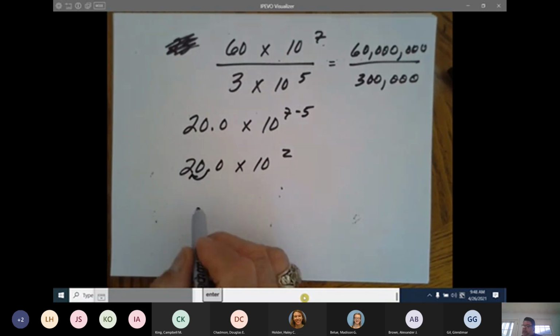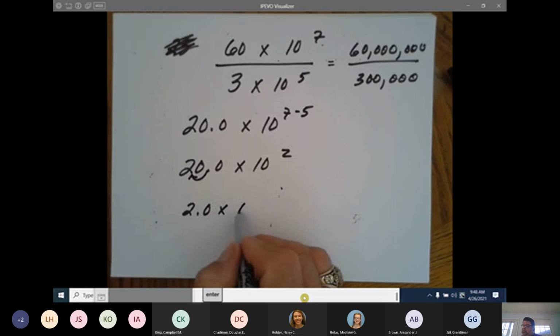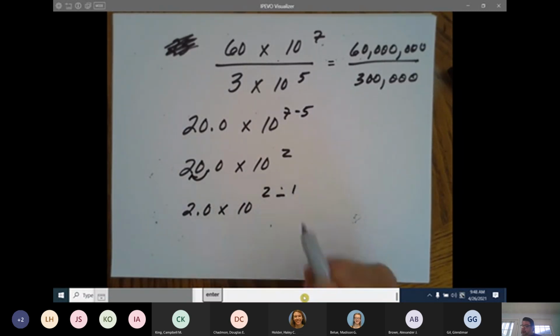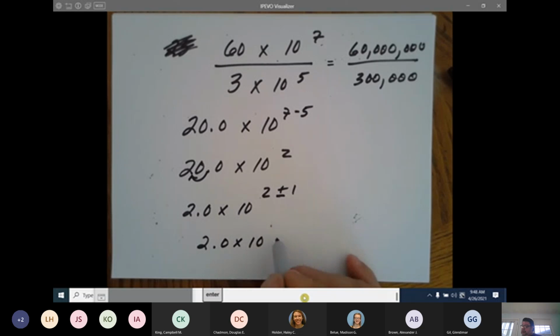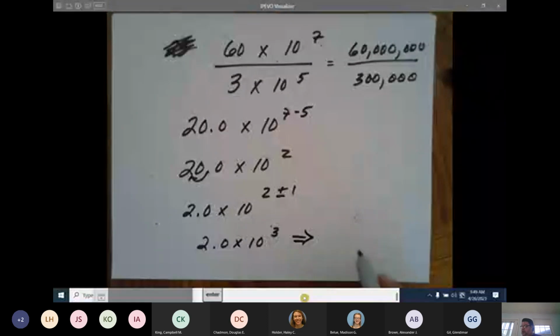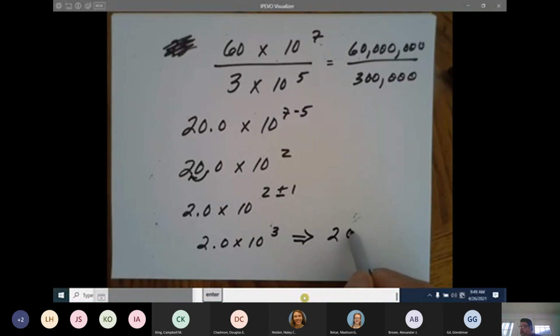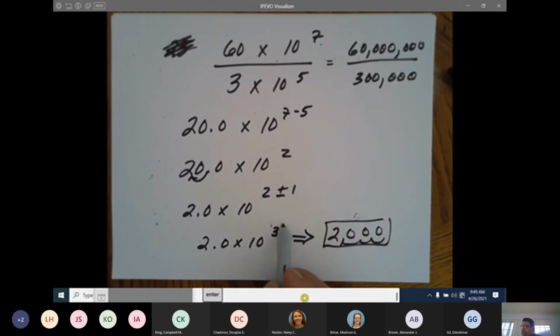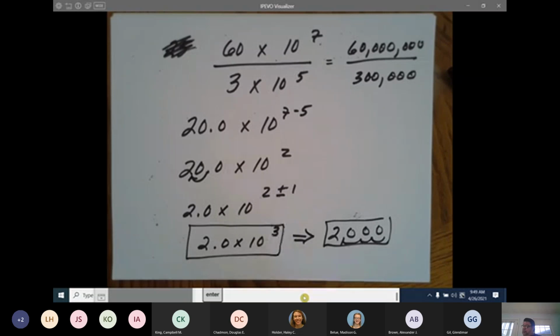Move the decimal one place: 2.0 times 10 to the 2 blank 1. Got to move it to the right. So that's going to be 2.0 times 10 to the third power. If you did want to change that to regular notation, 2, 0, 1, 2, 3. So your answer is 2,000.